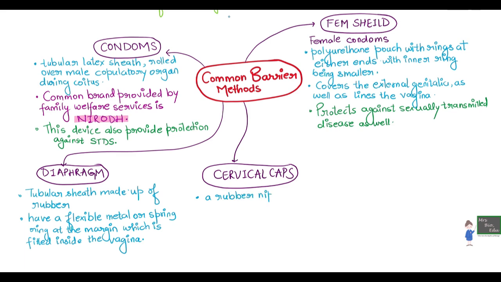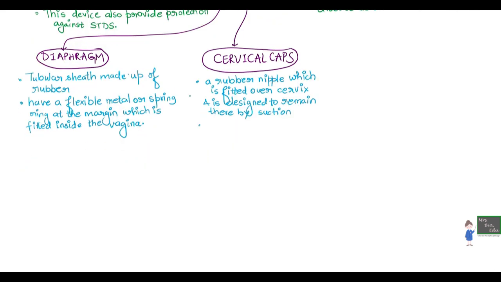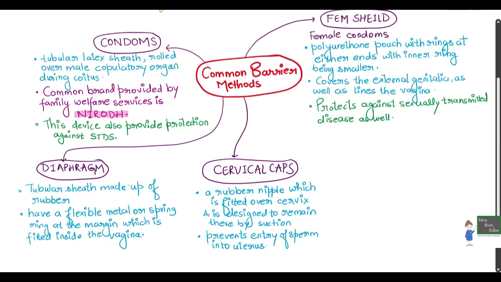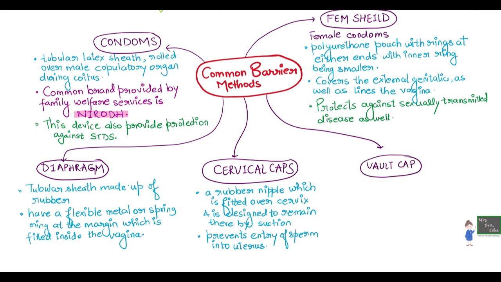And similarly, cervical caps. So these are a little smaller than the diaphragm, but again have to be fitted over the cervix. So through the vagina onto the cervix, not into, onto the cervix. And it is designed to remain there by suction. So it will not move during coitus if it is inserted properly. And again, it does the same thing, does not allow the sperm to go into the uterus. And next would be vault caps. So vaults are even smaller. So diaphragm, then cervical caps that are small, and then smaller vault caps.